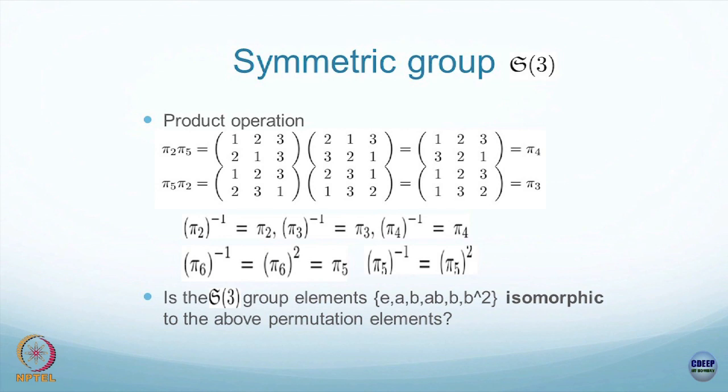And a couple of things: pi 6 had the property that pi 6 cube will be identity. Similarly, pi 5 cube will also be identity. So essentially your symmetric group of degree 3 has elements, which we have seen earlier written in letters, where A and B were generators of this abstract group, and it has meaning by comparing it with the permutation of three objects. Such a one to one correspondence is what we call an isomorphism between one group and another group. So this is isomorphic to the permutation elements. Is that clear?